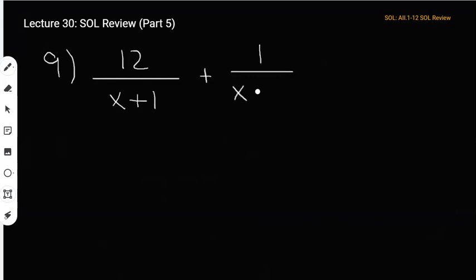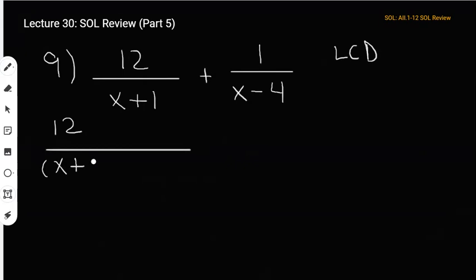And I've got 1 over x minus 4. So if I want to add 2 fractions, I need to find the lowest common denominator. The first thing that I notice is this one is missing the x minus 4. So when I rewrite this, I'm going to keep the same. I'm still going to have 12 on top and an x plus 1 on the bottom. But I'm going to multiply the top and the bottom by x minus 4.